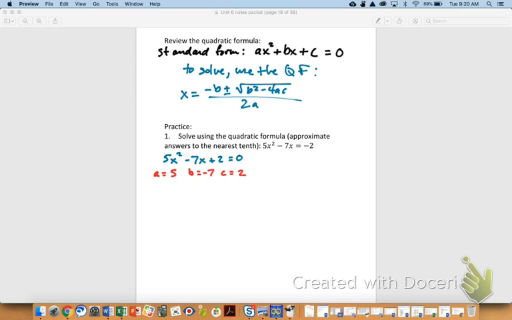Let's sing it. It told us to use the quadratic formula. So I like Pop Goes the Weasel, so that's what we're going to do, at least here in class. You ready? Here we go. 1, 2, 3.